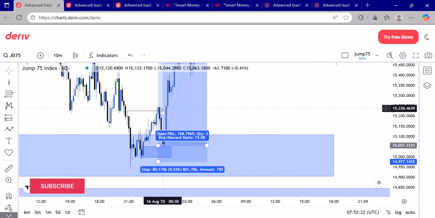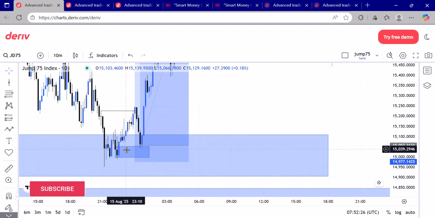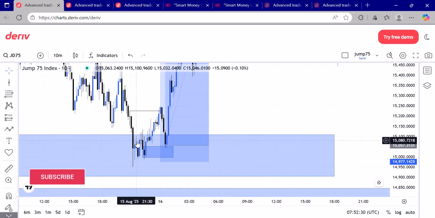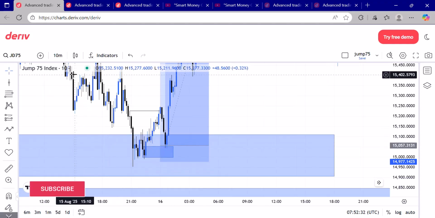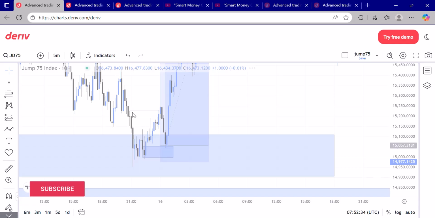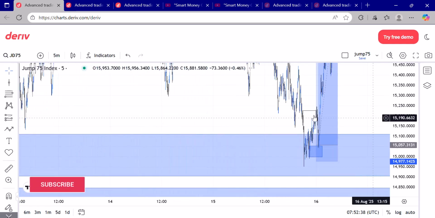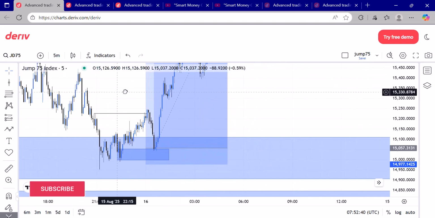Okay, break of structure to the upside. But you see, there was no valid zone here. We are not seeing any imbalance here. We are not seeing any zone here. So what do we do? We go down to our 5 minutes time frame. So in our 5 minutes time frame, you can see it's clear here.